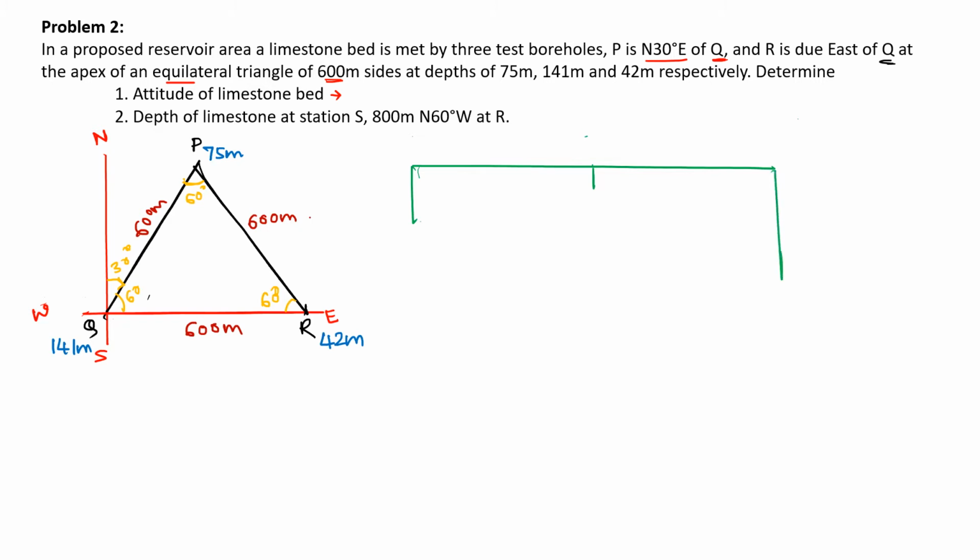Okay, so here the lowest borewell point will come at the center. So the lowest borewell point is 42 meters, and that point is nothing but our point R. While the second lowest is 75 meters, that point is nothing but P, and we have another one 141 meters, and that point is nothing but Q. So I'll join this and this.